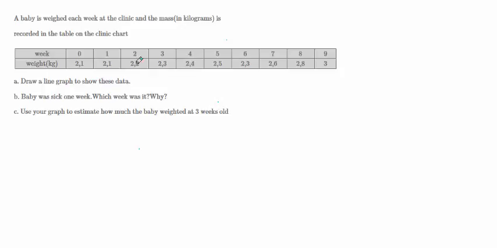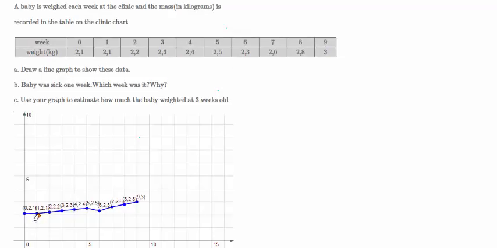This shows the data in the form of a table. We need to show the same data on a line graph. And here comes the line graph. On the x-axis, we have the week number. So this is the week. And we have data for 0, 1, 2, 3, 4, 5, 6, 7, 8, and 9. This is the 9th week. And then on the y-axis, it's the weight. Weight in kilograms.